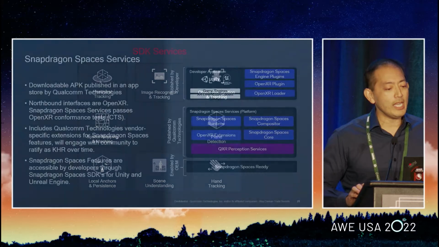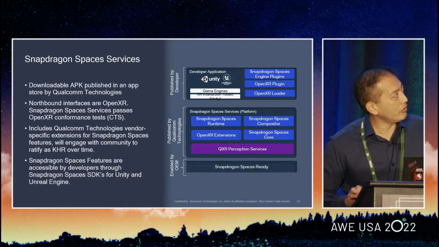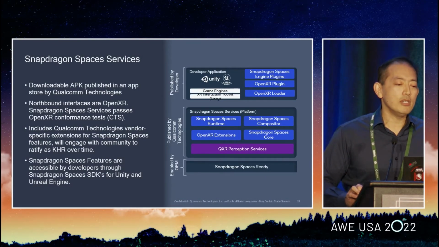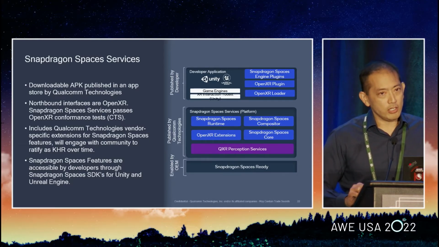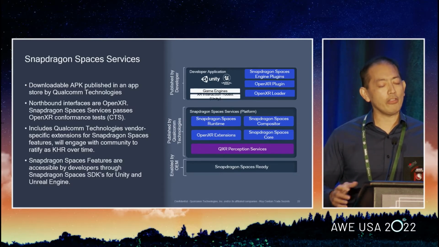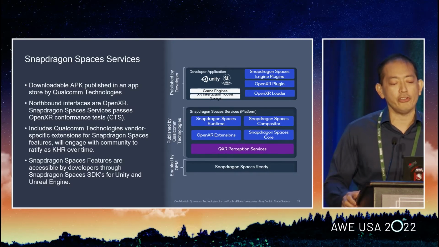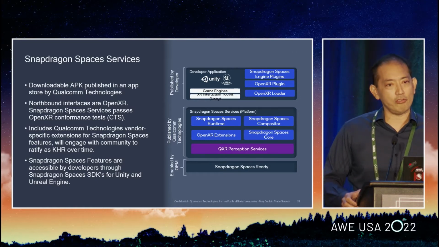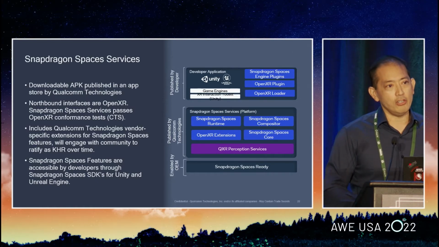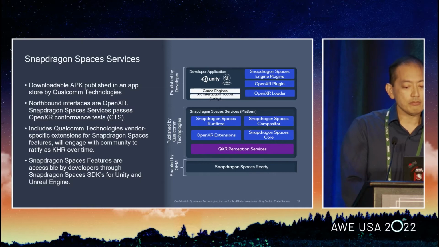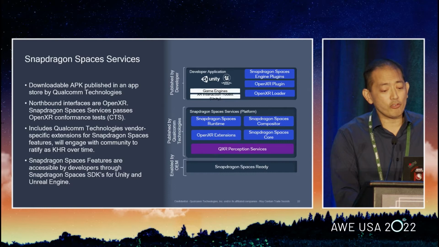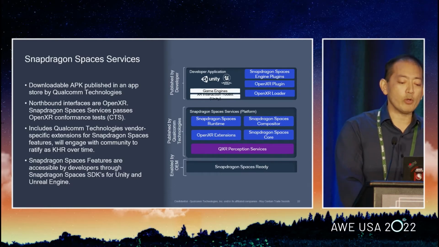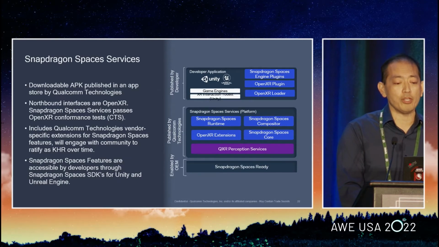And the advantage that we have here with our Spaces services is that they're set up so that they take advantage of the optimizations that we've worked on our XR platforms. So we package all these services up into an APK that gets installed in the device called Snapdragon Spaces Services, and this gets distributed on the Google Play Store. One of the other advantages here is that Spaces services can be improved over time without waiting for a full OEM mobile OS release.